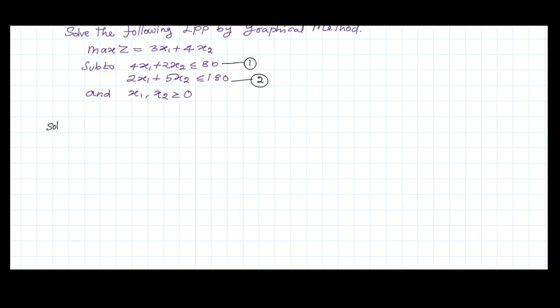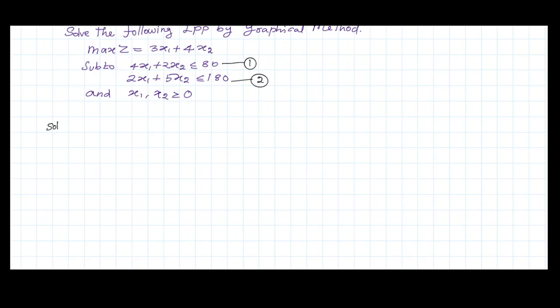Welcome to the lecture. In this lecture, we are going to solve an LPP by the graphical method. Maximize z equal to 3x1 plus 4x2, subject to two constraints and the non-negative restriction x1, x2 greater than or equal to 0. The solution is obtained by following four steps.